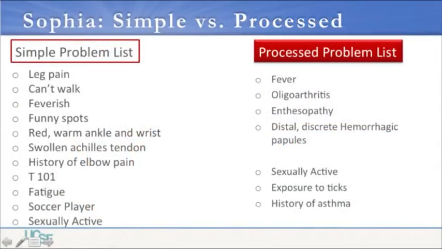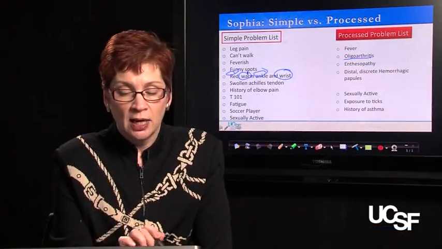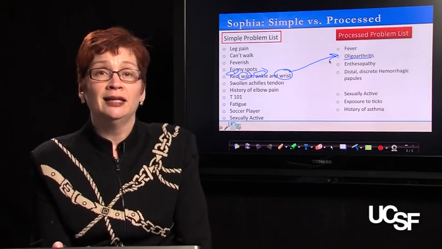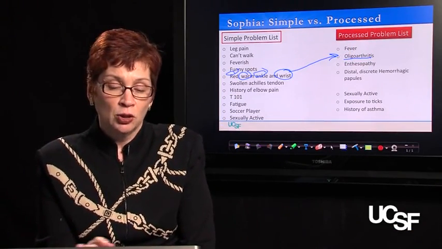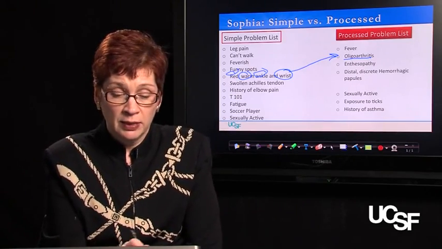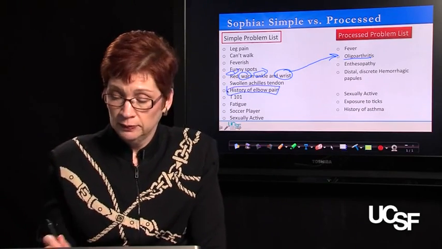Then we're going to list as problem number 2, oligoarthritis. And we're going to say that because we have ankle and wrist, so more than one, and it's red and it's warm, so it's not arthralgia. So that's a nice descriptive term, and this, again, highlights the value of processing. One term has gotten rid of 4 words, and probably this history of elbow pain as well.